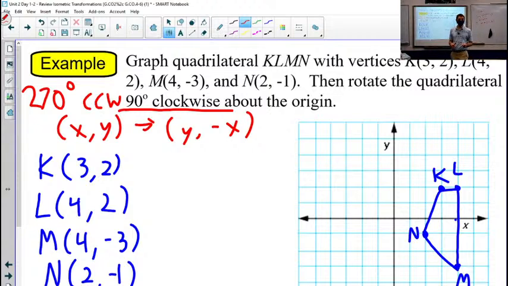So I'll do one of these, and then I'm going to ask you to do the other 3 on your own. So when you turn in the notes, I should see all 4 points written out and the entire shape drawn.